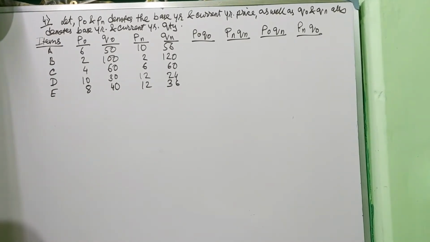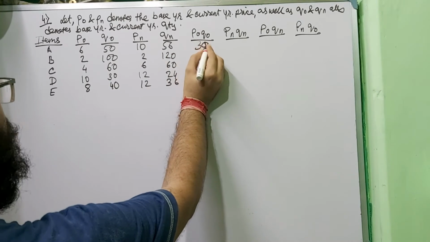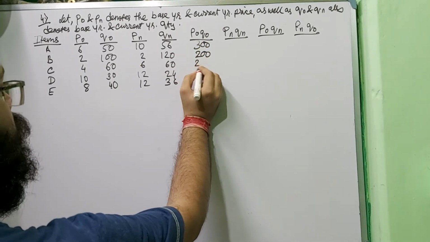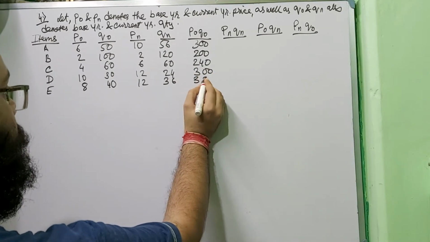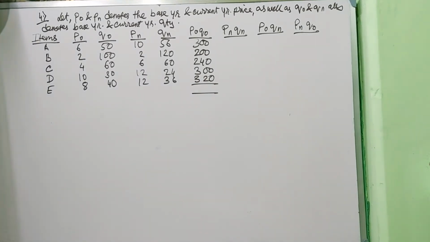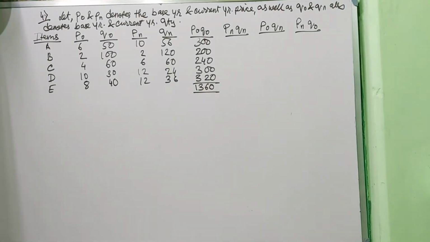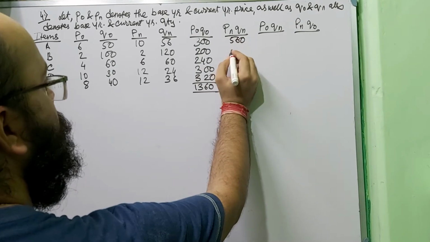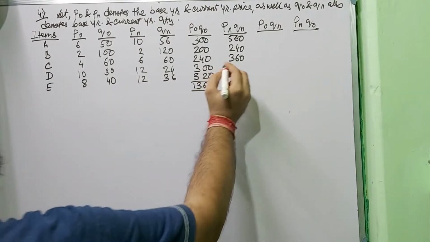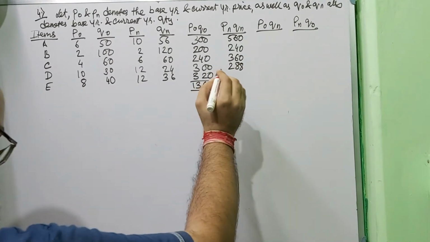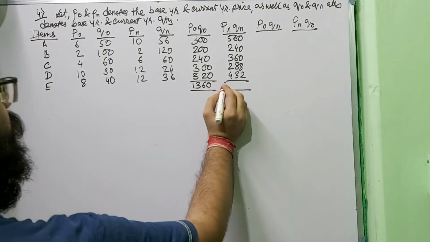Okay. So in this case, P0Q0 is 300, 200, 300, 320, which totals 1360. PnQn is 560, 240, 360, 288, 430, which is 1880.